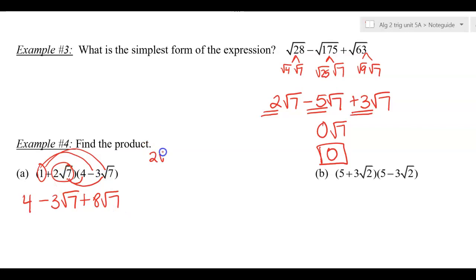And when I'm doing 2 rad 7 multiplied by negative 3 rad 7, 2 times negative 3 is giving me a negative 6 as the number outside the radical. And inside the radical, remember, we're not adding here, we're multiplying. We have a 7 multiplying with another 7, which would technically be 49. But you know the square root of 49, it's 7. And negative 6 times 7 is negative 42.